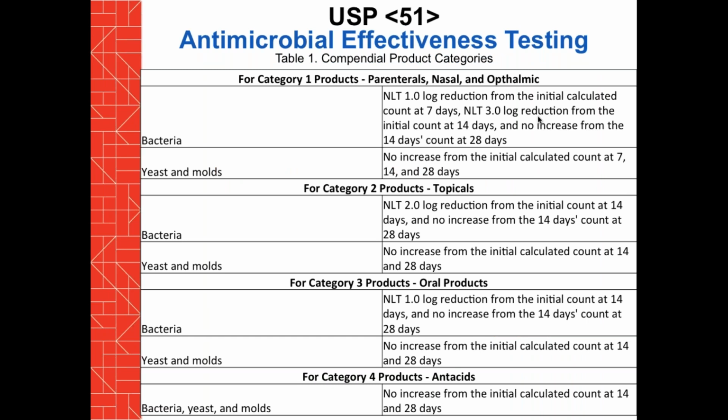This is Table 1 in USP 51, and these are showing the categories and the description. So Category 1 is the injections and other parenterals. Category 2 is discussing the topicals. Category 3 is other oral products, such as antacids, and then other products other than antacids. And then Category 4 is antacids.